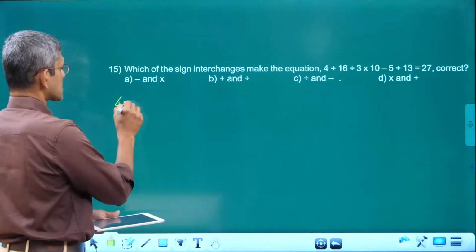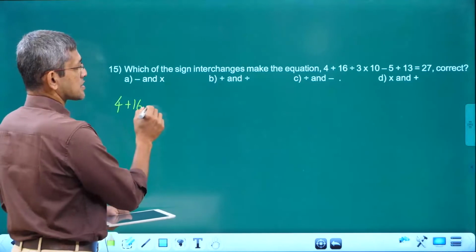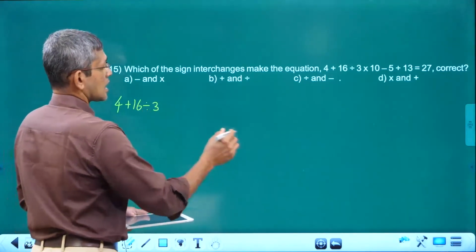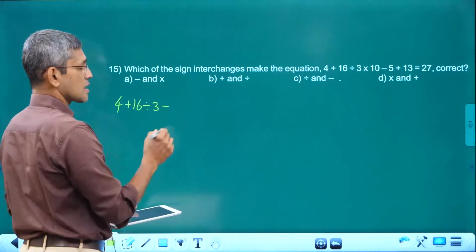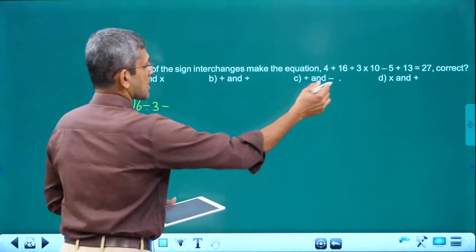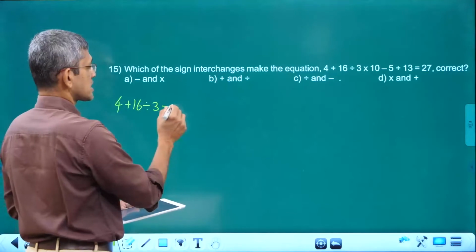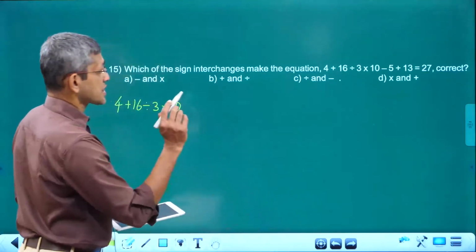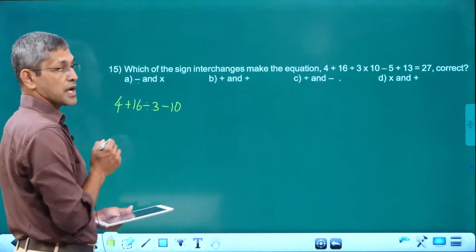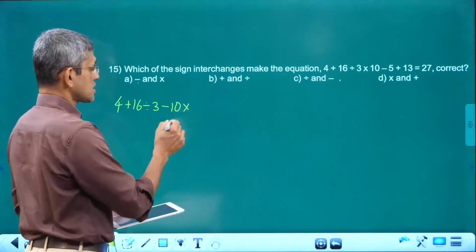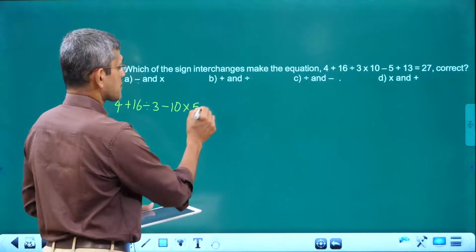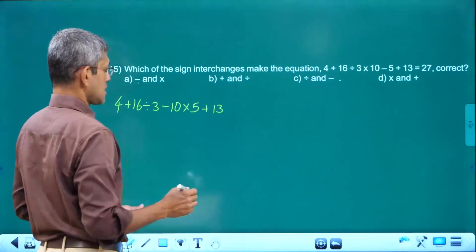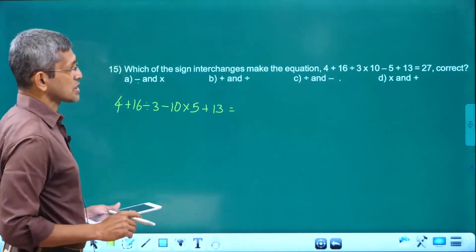4 plus 16 divided by 3 and it's multiplied by 10. So that multiplication means we'll interchange it. Instead of multiplication we have subtraction. So minus 10. After 10 it is subtraction, right? Subtraction means it must be replaced by multiplication. Okay, that's fine. So that's 5 plus 30. So that's what it is. Let's check it out whether it is 27 or not.